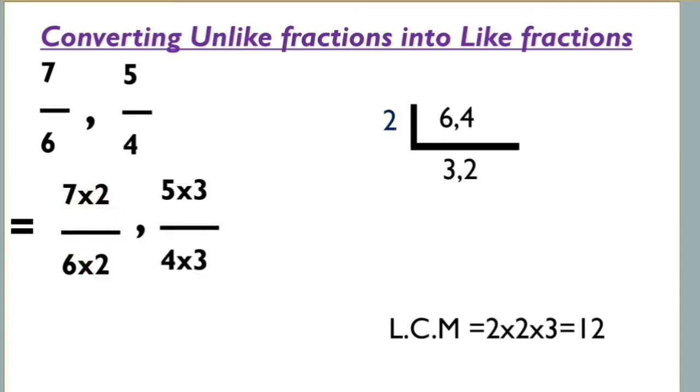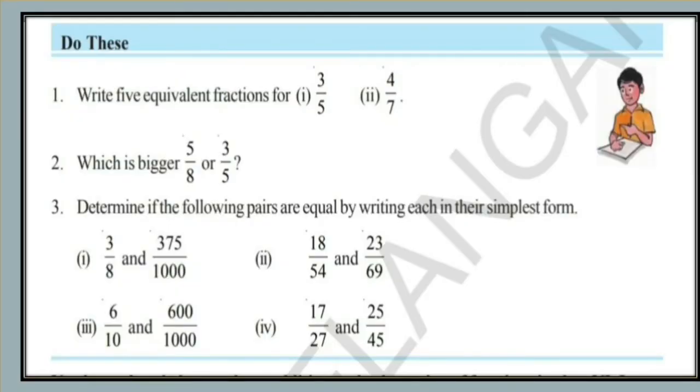And observe that 5 by 4. Here also 4 3s are 12. So that 5, multiply numerator and denominator with 3. Then we get 7 2s are 14 by 12, comma 15 by 12. Observe that these two are like fractions, that is 14 by 12 and 15 by 12. Like this we can convert given unlike fractions into like fractions.